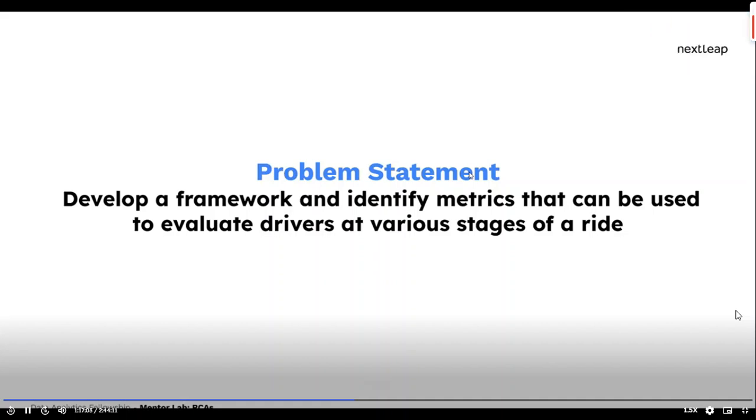ठीक है. Yeah. So I have a framework. हाँ. Tell me. Yeah. So first, we are going to start with the driver standing by. Like he's on standby mode. He's waiting for the app to give him some request. So here we can see what is the location where the driver is on standby. That's something we can do. And what is the average time he's on standby? Okay. Average time on standby is one metric that you're suggesting. ठीक है. Okay. And some location also. Location can also be a metric.